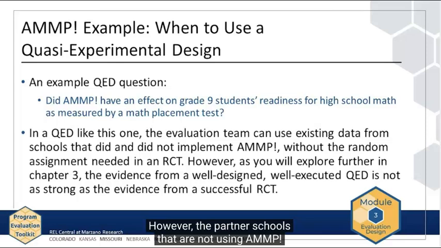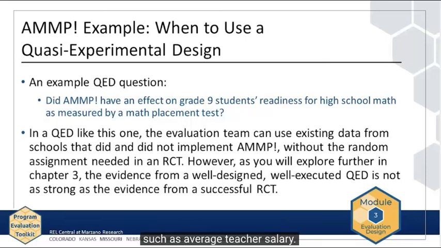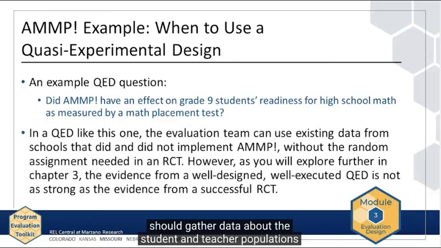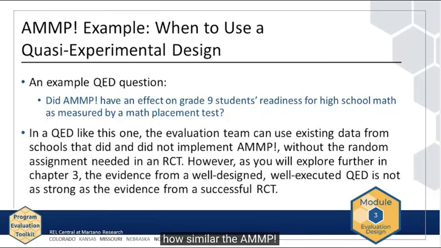However, the partner schools that are not using AMP may differ from the AMP schools in many ways. For instance, they may differ in the characteristics of the students they serve, such as the percentage of students with individualized education programs, or the average student achievement. The characteristics of teachers, such as the average years of teaching experience, or other factors, such as average teacher salary. To begin the process of designing a high-quality evaluation, the AMP evaluation team should gather data about the student and teacher populations at the schools. The team can use these data to begin to understand how similar the AMP and non-AMP schools, students, and teachers are to one another across a number of factors.